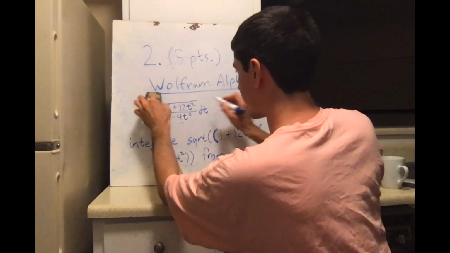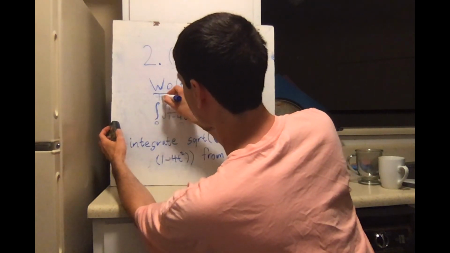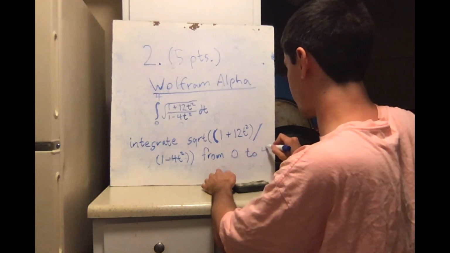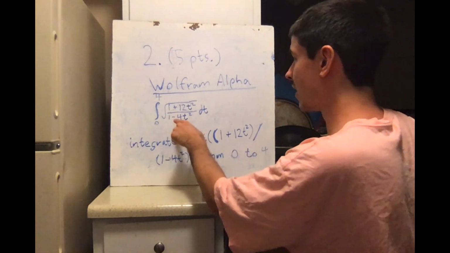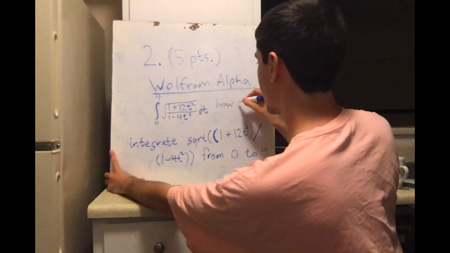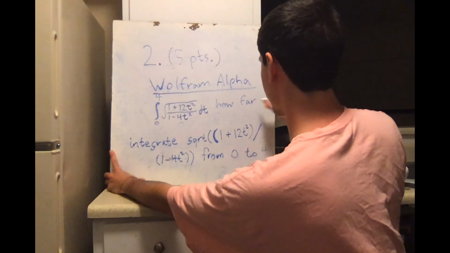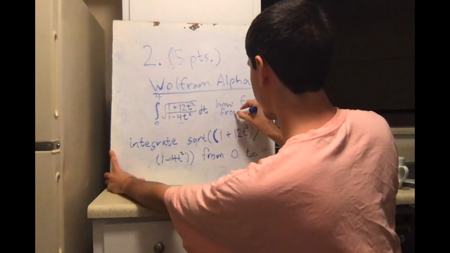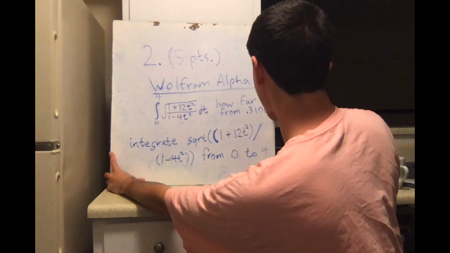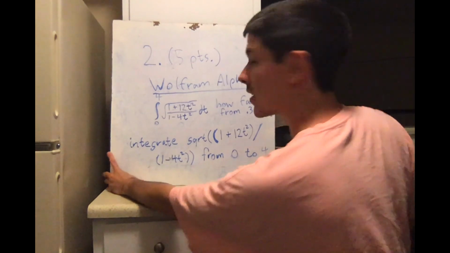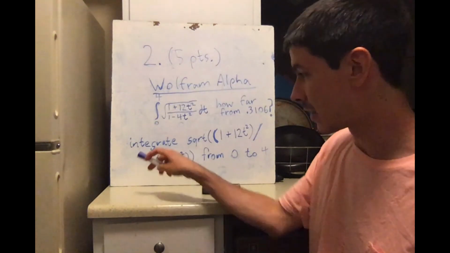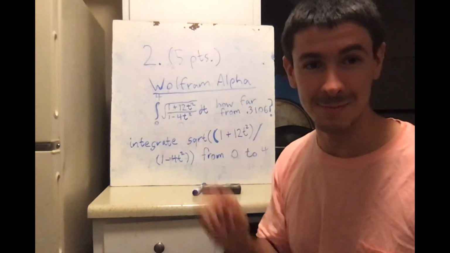So integrate from 0 to 4 now, and then say this integral is how far from 0.3106, the number I quoted earlier as the approximation that we get with the rectangles. So that's your homework assignment, and talk to you later.